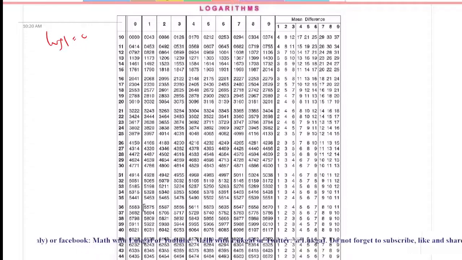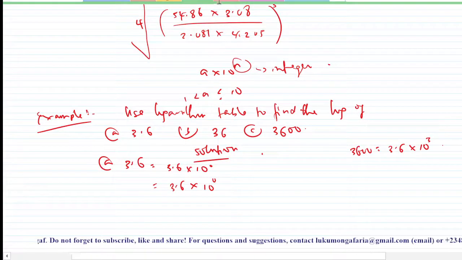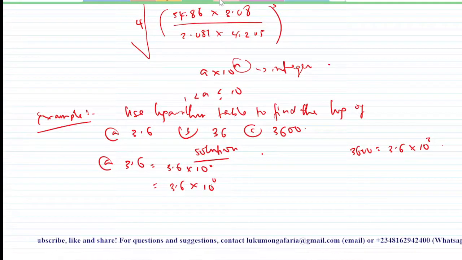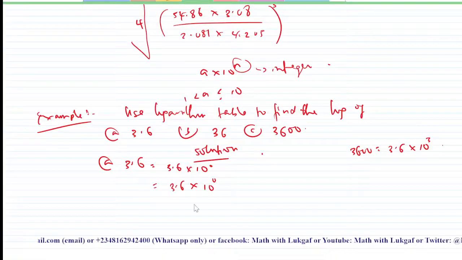So under 0, you have 5563. I hope you understand. This is what I did. You have your 36 here, then you select it here. So that's 5563. Then you put it in front of it now.